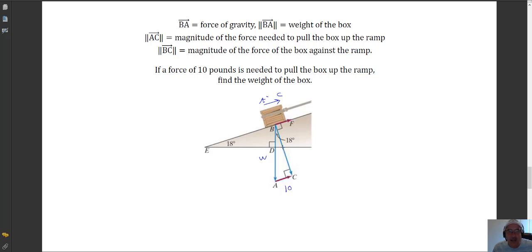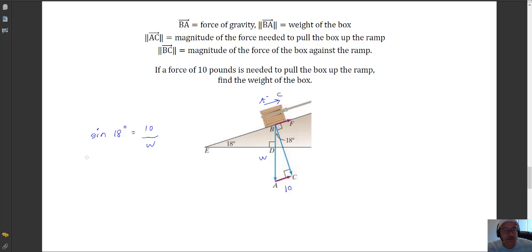So are we going to say sine, cosine, or tangent of 18 degrees? All right, people are thinking, are they thinking sine? Are they thinking cosine? Are they thinking tangent? It is going to be, I believe, the sine of 18 degrees equals 10 opposite over W hypotenuse. Now, Young, why did you go sine? Why did you go sine? Be careful. You have to make sure you remember your right triangle trig.